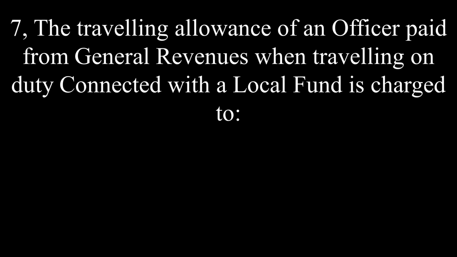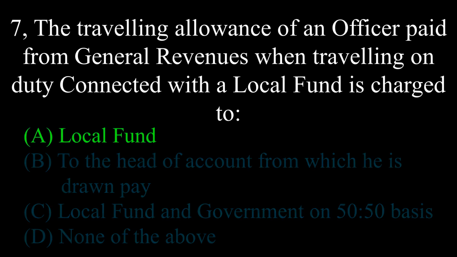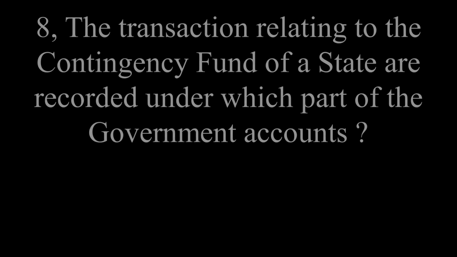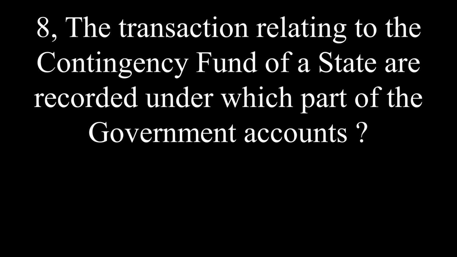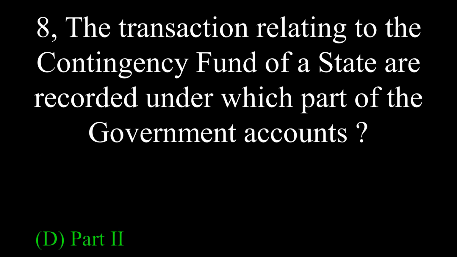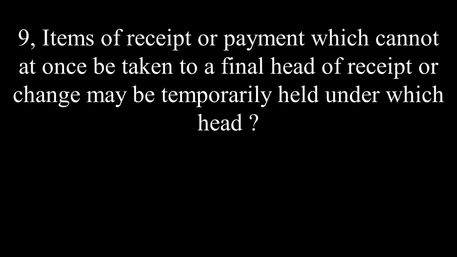Travelling allowance of an officer paid from general revenues when travelling on duty connected with a local fund is charged to... The transactions relating to the contingency fund of a state are recorded under which part of the government accounts? Items of receipt or payment which cannot at once be taken to a final head of receipt or charge may be temporarily held under which head?